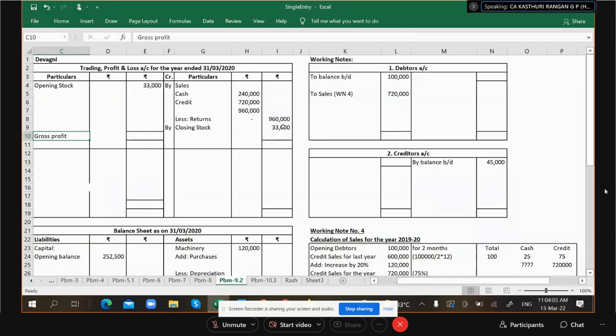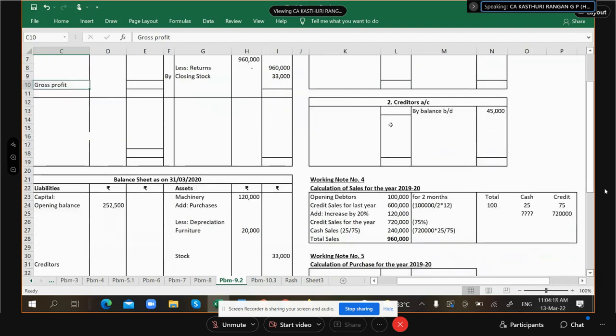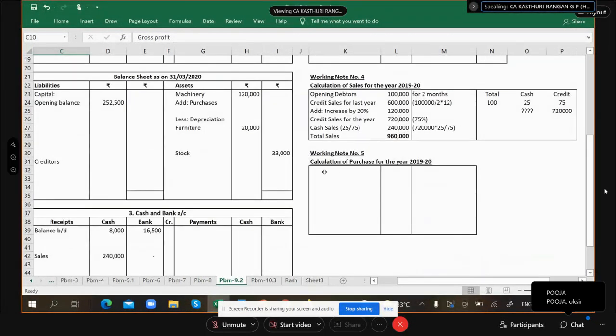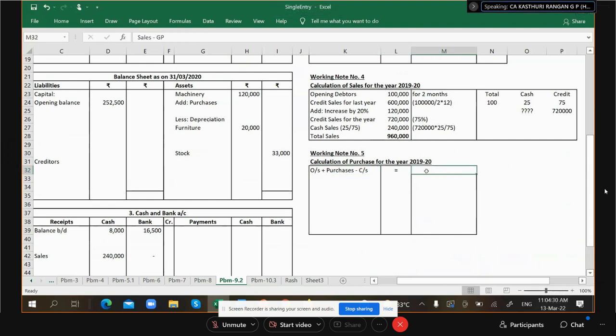Opening stock is available, closing stock is available, cost of goods sold can be determined, you'll get the purchases. For that purpose, turnover and sales are same only. These are two different names. Now in working note number 5, we are going to find the purchases. What is the formula? Opening stock plus purchase minus closing stock is equal to sales minus gross profit. Correct? That is cost of goods sold.